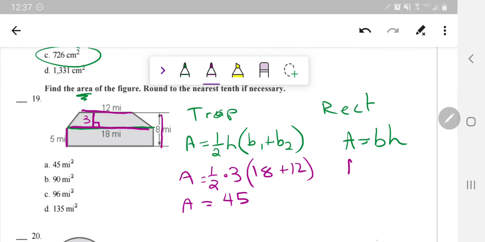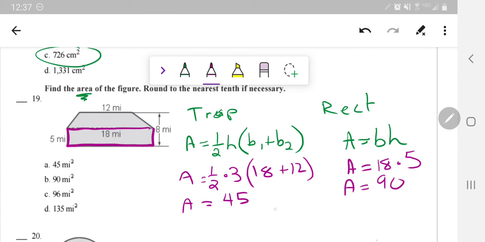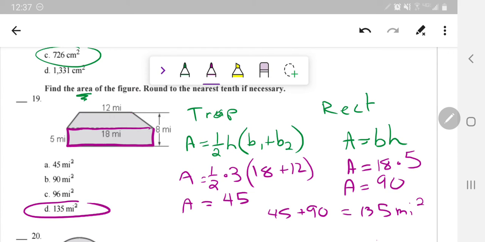45. And then let's do my rectangle there on the bottom. That's this here, and it has a length and width or base and height of 18 and 5. So when I multiply that, that comes to 90. So 45 plus 90, add those guys up, and I get 135. It's surface area, so it's going to be miles squared. Miles squared. Wow, that is an enormous shape there.